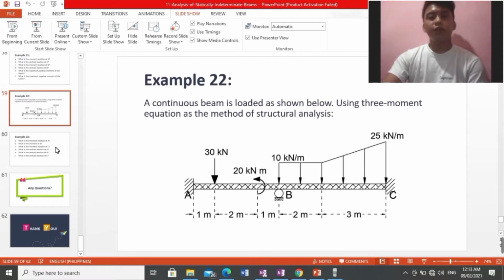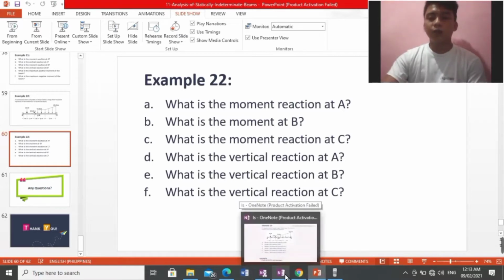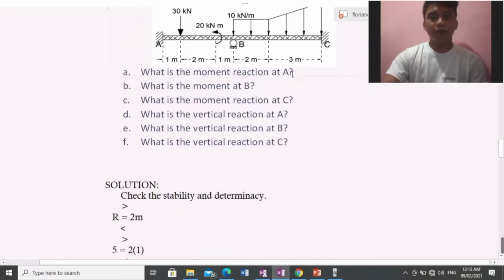So, doon naman tayo sa problem. So, in letter A, what is the moment reaction at A? In letter B, what is the moment at B? In letter C, what is the moment reaction at C? And in letter D, what is the vertical reaction at A? In letter E, what is the vertical reaction at B? And in letter F, what is the vertical reaction at C? So, yun yung mga question. So, nakapaste na nga pala siya sa ating OneNote para hindi na masayang ang oras. Ito na yung solution.